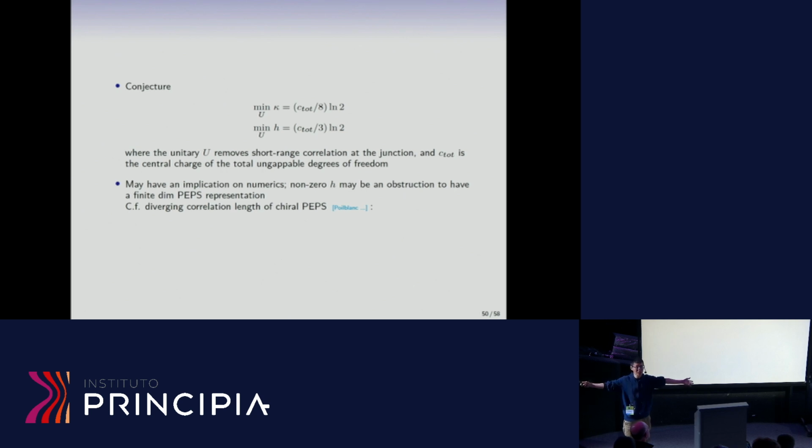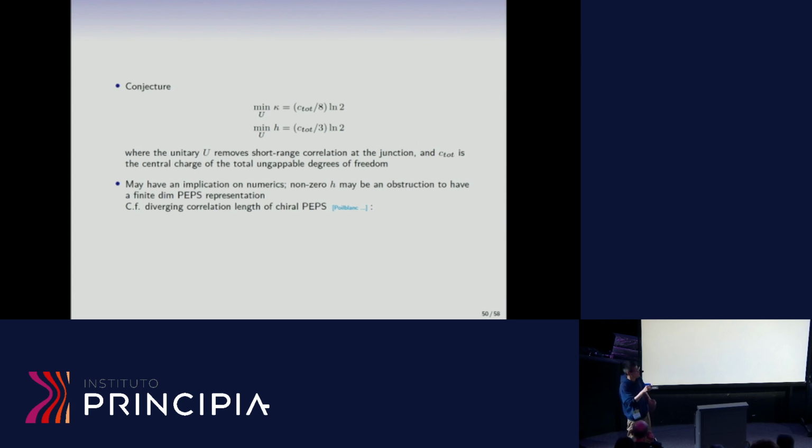So you start from some state, but you modify your state a little bit near the junction by a short-depth circuit, and then you can change this value of H, but you cannot go below c over 3 log 2 as long as there are ungappable degrees of freedom. So the UC Berkeley group really tests this way.